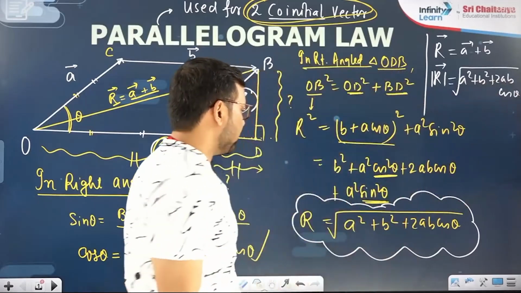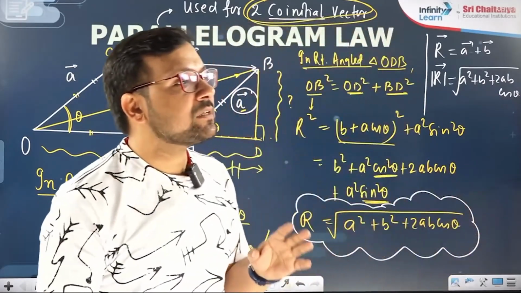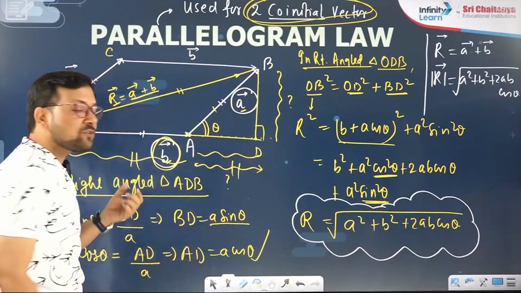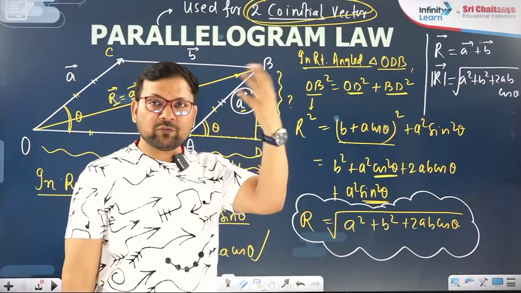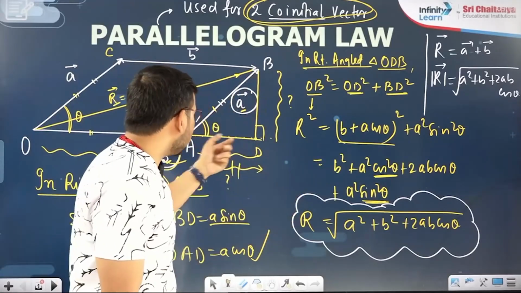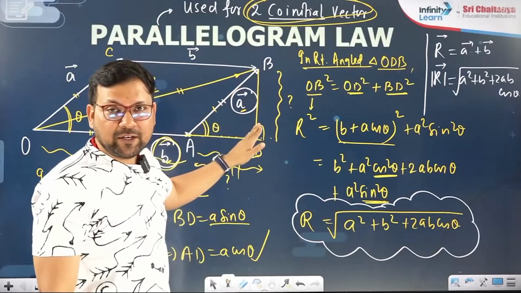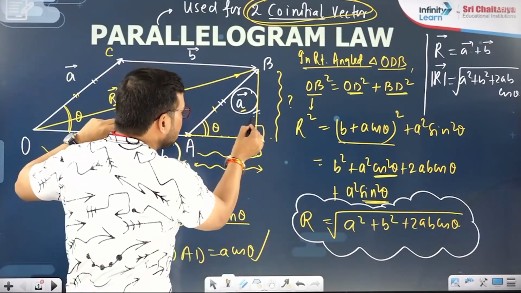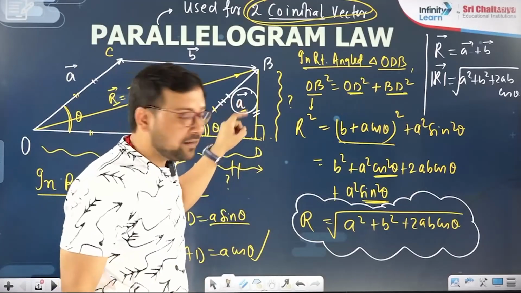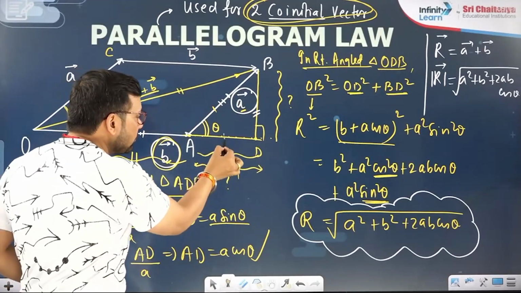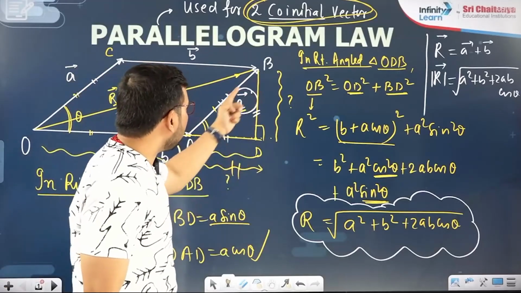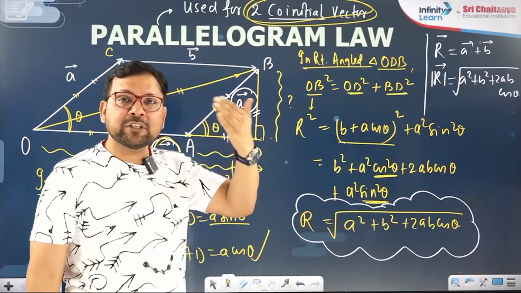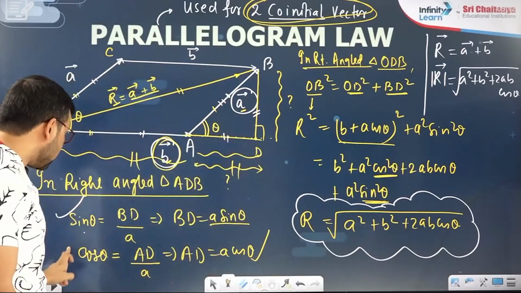Sir, did we take the angle as sine and cos? So Ronin, we have not taken the angle as sine and cos. In this right angle triangle, first we focus on what we want to calculate. I want to calculate BD and AD. BD is the perpendicular, and the perpendicular and hypotenuse relation is with sine. Then I wanted to calculate AD, which is the base, and the base and hypotenuse relation comes in cos. That's why once I took sine, once I took cos.